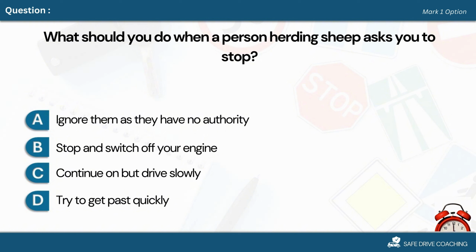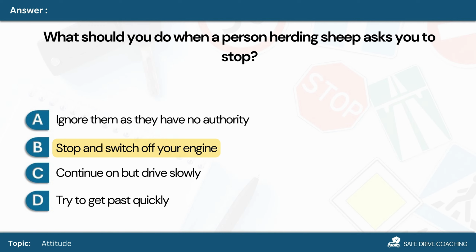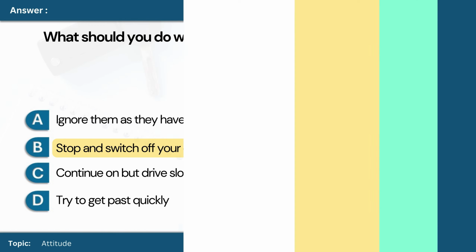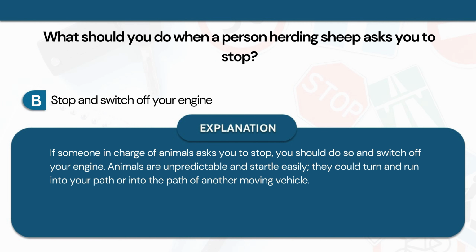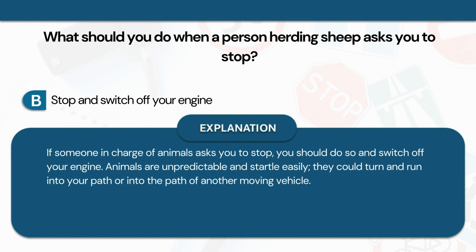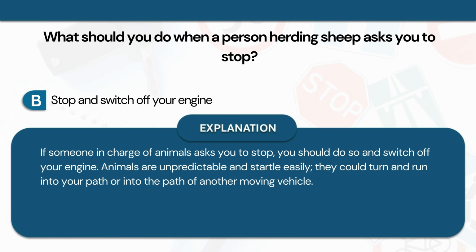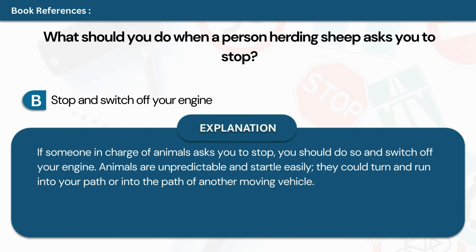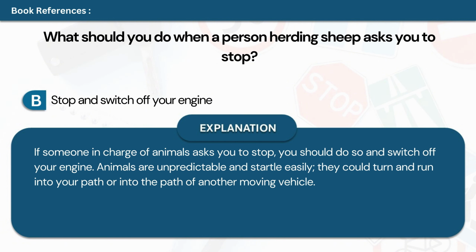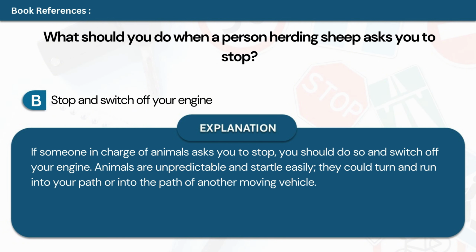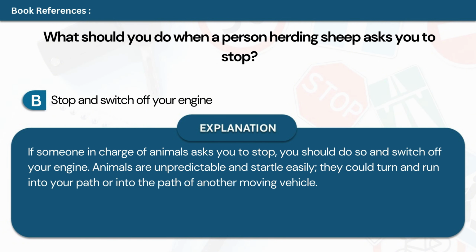The correct answer is B. Stop and switch off your engine. If someone in charge of animals asks you to stop, you should do so and switch off your engine. Animals are unpredictable and startle easily. They could turn and run into your path or into the path of another moving vehicle.